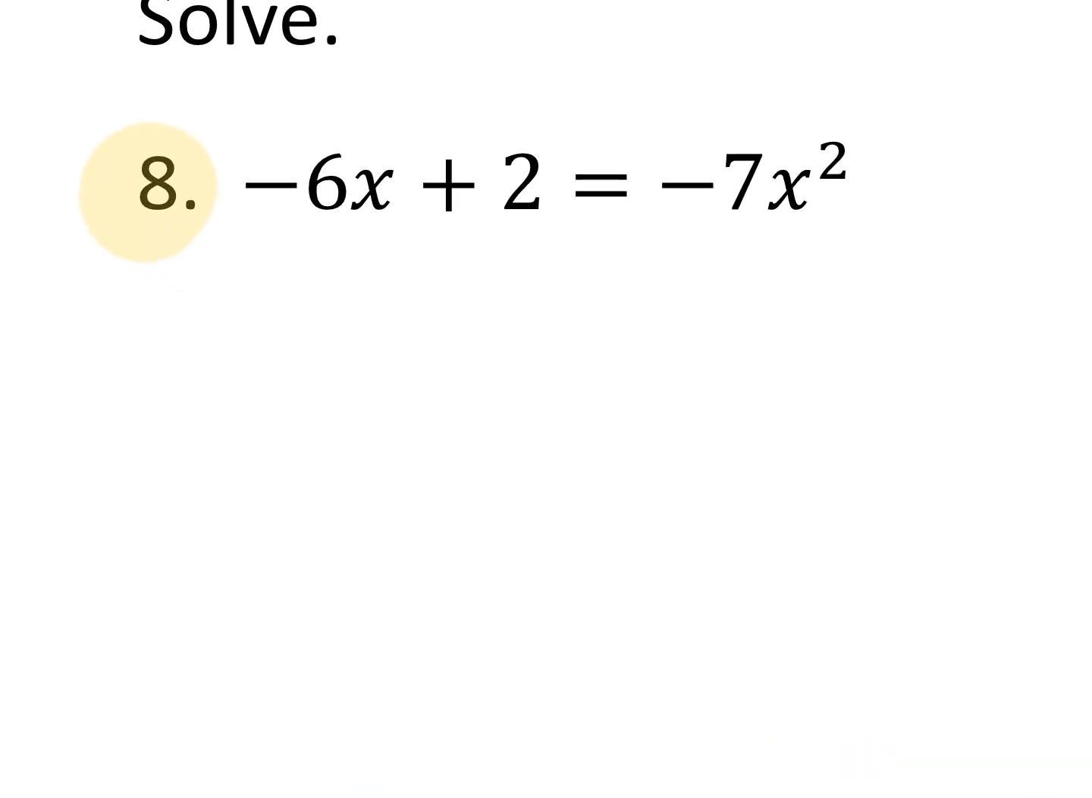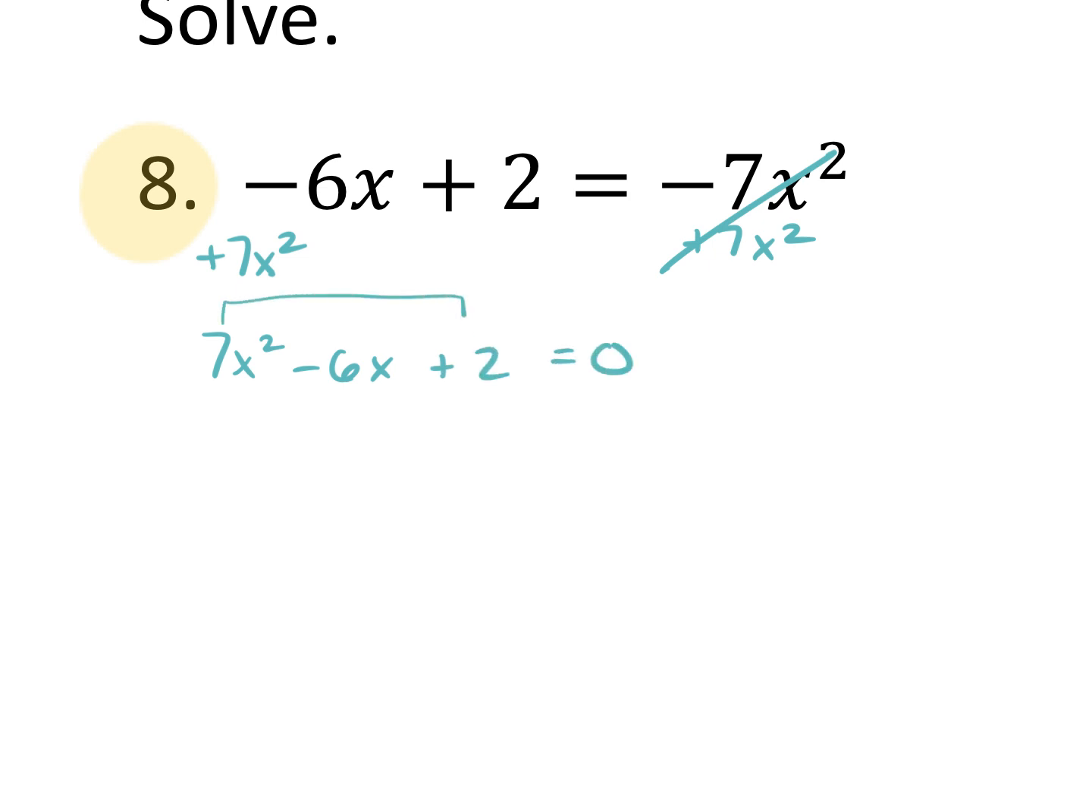For number 8, what's the first thing we should do to solve? Awesome. We want to add the negative 7x squared to the other side. Let's put it in standard form. So we have 7x squared minus 6x plus 2 equals 0. You could try to factor. 7 times 2 would be 14. Do we have two factors of 14 that adds negative 6? Nope. Factoring does not work.